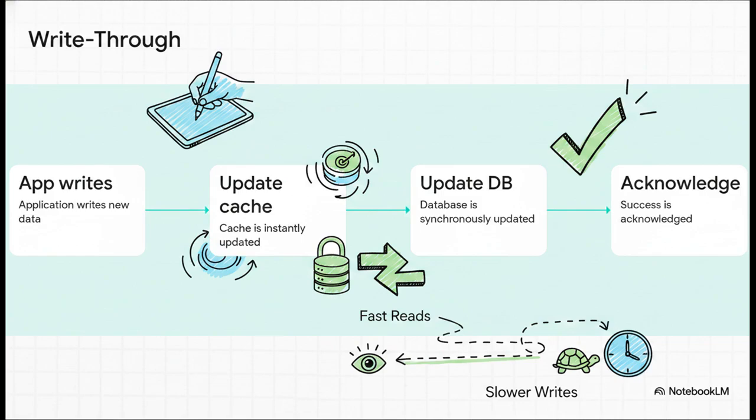Well, in the write-through pattern, the application writes new data, which instantly updates the cache. Then the database is synchronously updated, and only after both are complete is success acknowledged. This pattern is brilliant because it keeps your cache data perfectly fresh. However, that safety comes at a cost. Because you have to write to two places synchronously, your write operations are definitely going to be slightly slower.